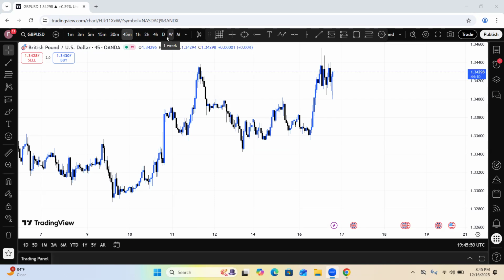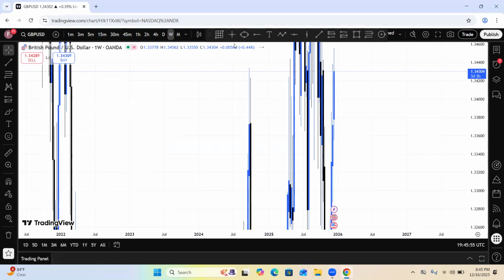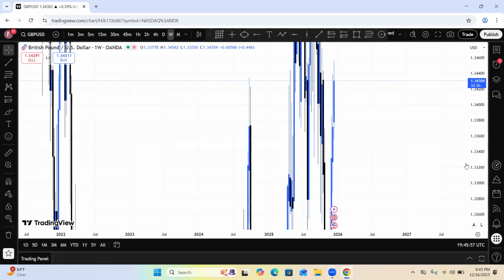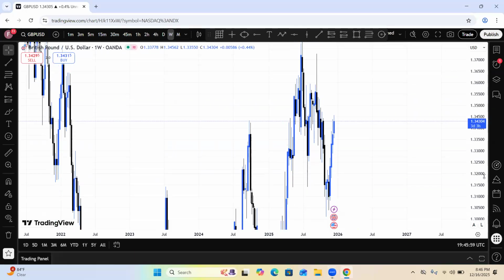Do you understand? Now, in the weekly time frame, each of these candlesticks that you are seeing here, this long blue candlestick, was formed in 1 week. Do you understand me? I'm sorry, I'm having a cough. Each candlestick that we are seeing here was formed in 1 week.